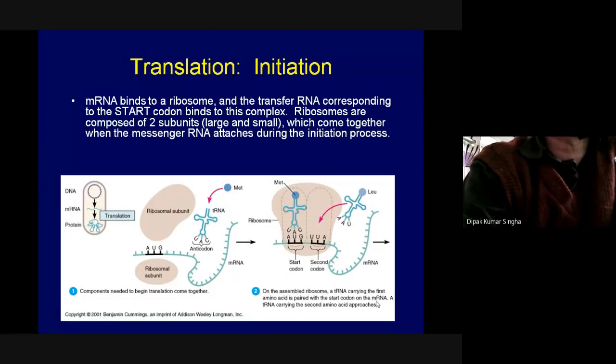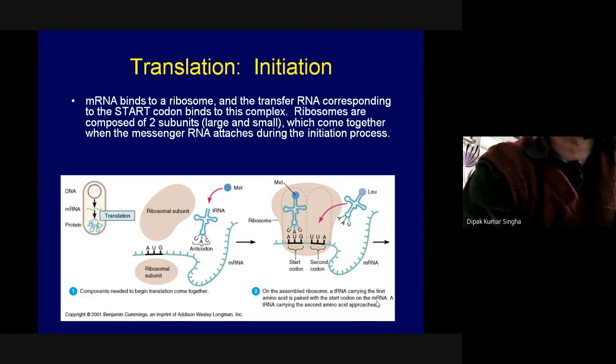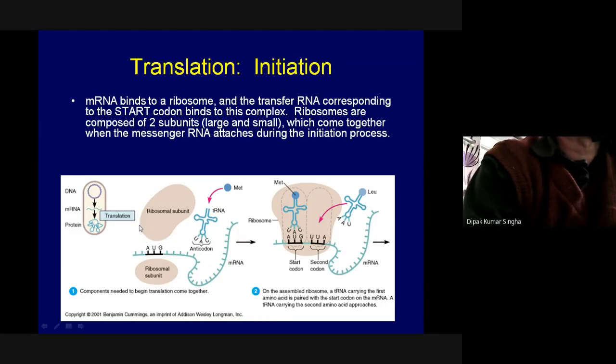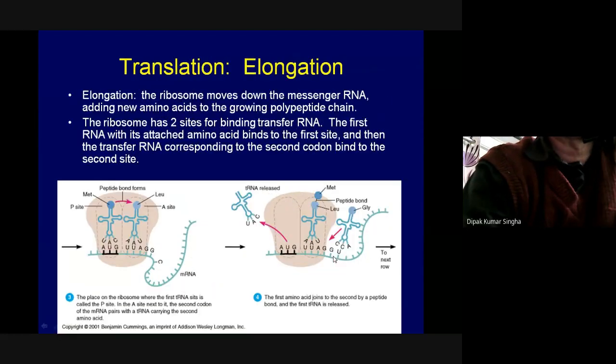Translation initiation: the mRNA, the ribosome, and the transfer tRNA corresponding to the start codon bind to form this complex. The ribosome is a complex of two subunits, large and small, which come together when a messenger RNA attaches. This is the mRNA and this is the tRNA, and the Met-tRNA. On the ribosome, one tRNA comes, then another tRNA, then another, as per the codon and anticodon binding specificity. Ultimately a protein will be synthesized.